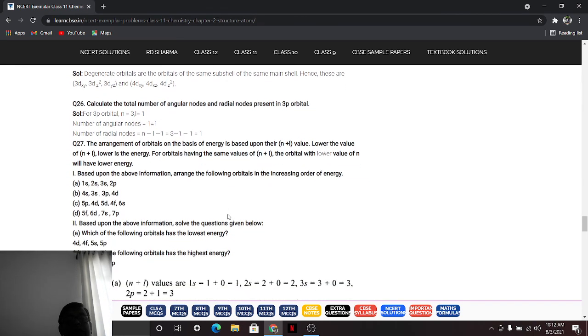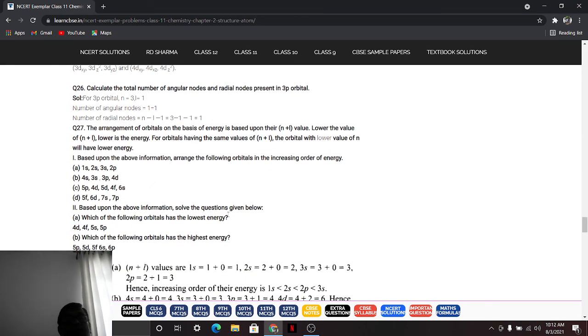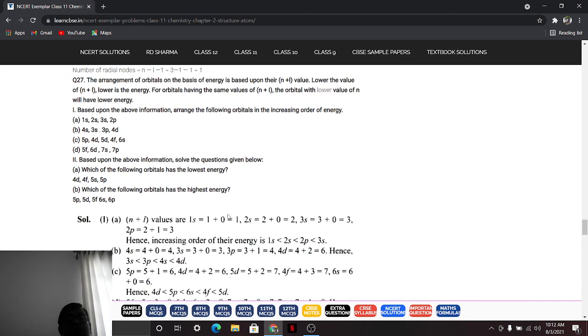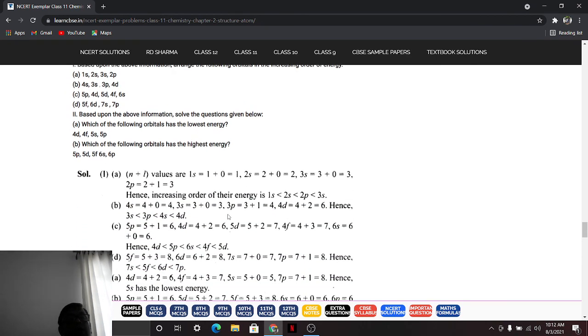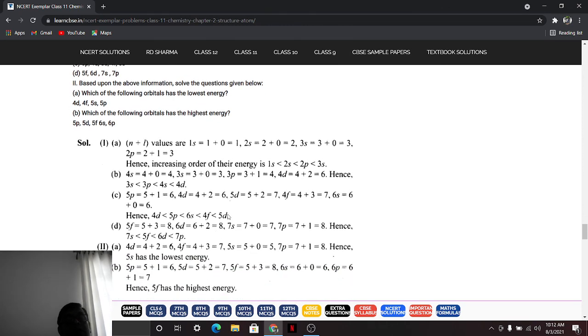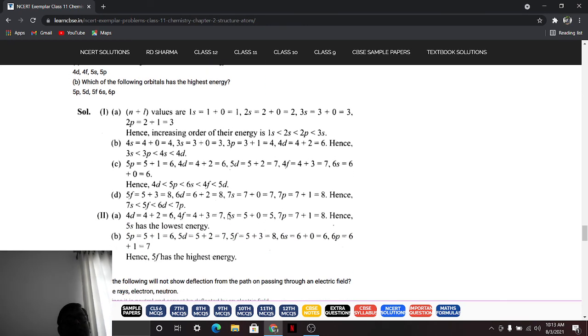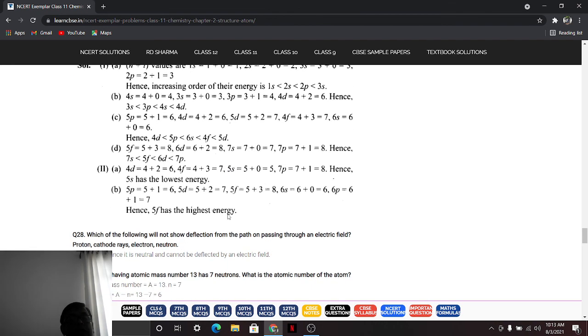Based upon the above information, arrange the following orbitals in the increasing order of energy, is what they have given. Look at the second question. Based upon the information, solve the equations below. Okay, the solution is coming, see. You can observe this. This is being written. Observe this. 5f has the highest energy. You can easily understand it here. Question number 28. Observe this and go on looking clearly.